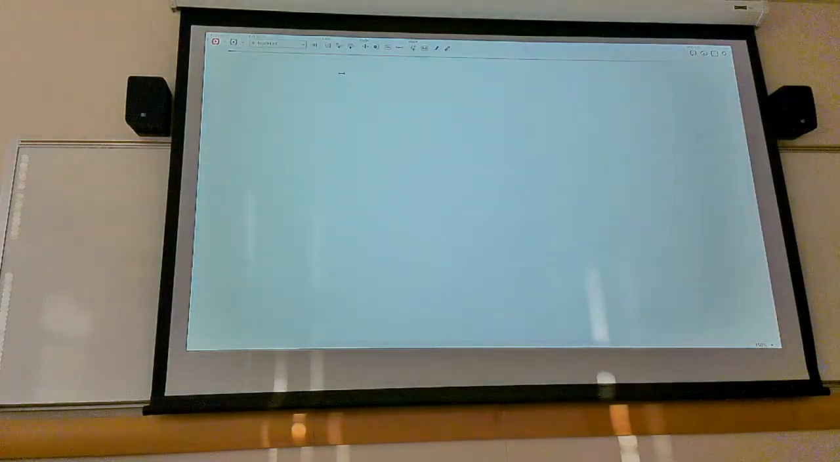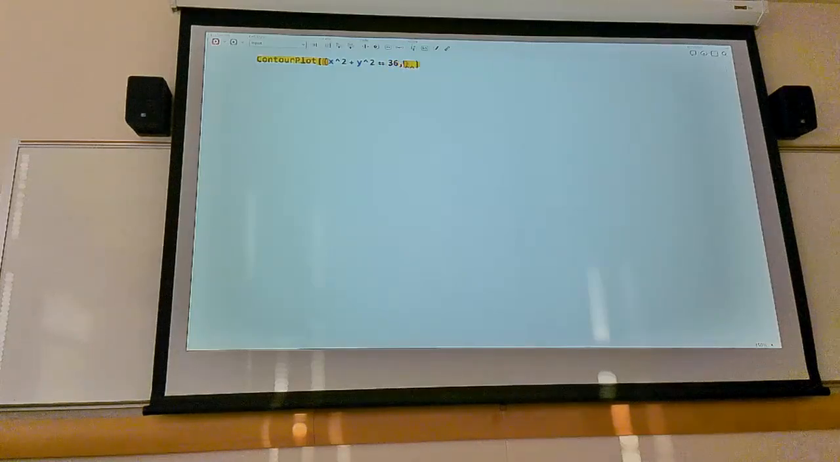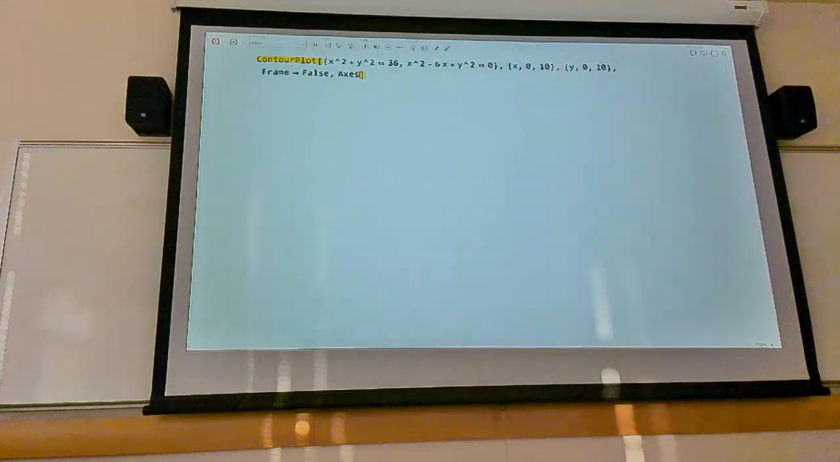So the first curve was x squared plus y squared equal to 36. The second was x squared minus 6x plus y squared equal to 0. And they told us it was in the first quadrant, right? Oh yeah, I actually turned off the axes.